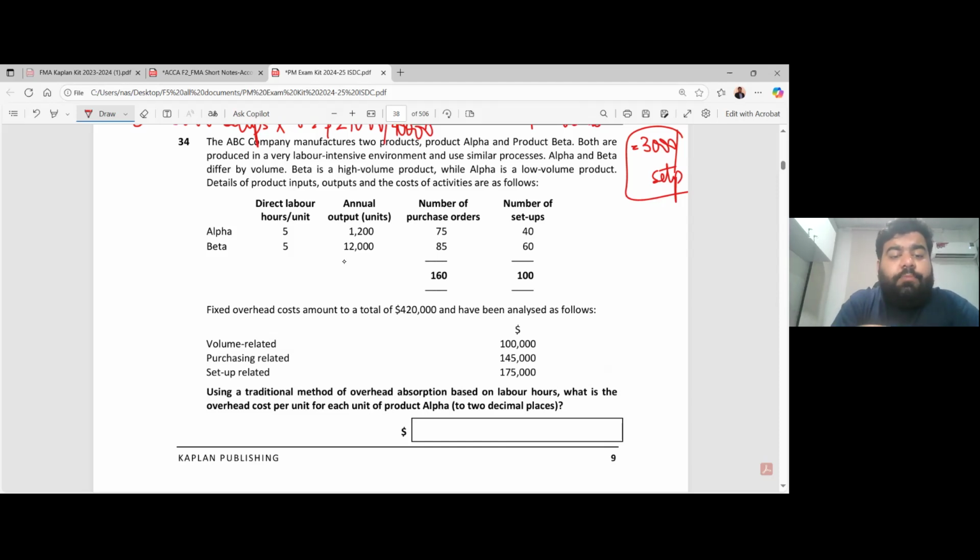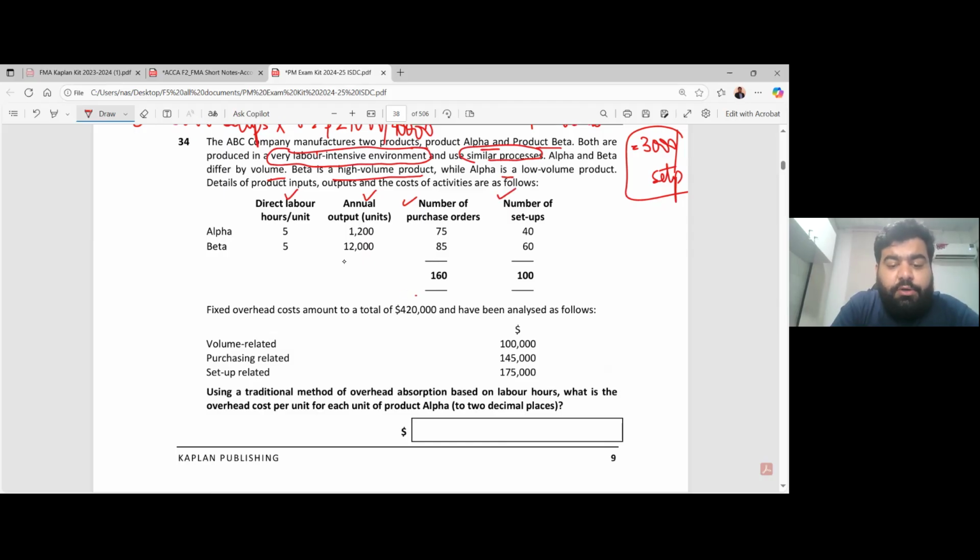The ABC company manufactures two products, alpha and beta. Both are produced in a very labor intensive environment and use similar processes. Alpha and beta differ by volume. Beta is a high volume product, alpha is a low volume product. Details are given: direct labor hours per unit, and as he has told us that alpha is low volume and beta is high volume, it's being proved here. Obviously 1,200 and 12,000, a lot of difference. Number of purchase orders, number of setups.